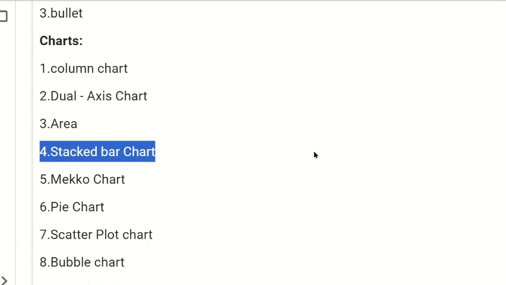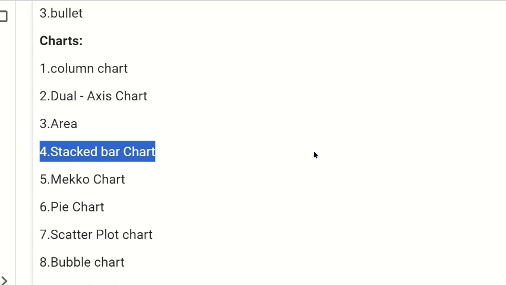The stacked bar chart means like segments. Stacked bar segments, okay. It is for comparing several variables at a time. Yeah, I remember.